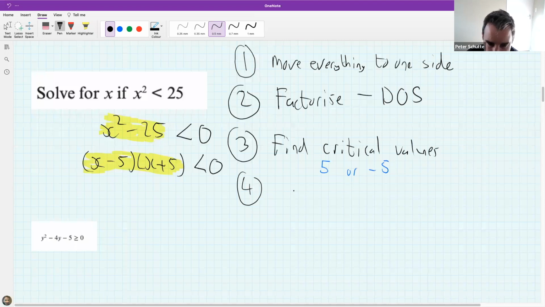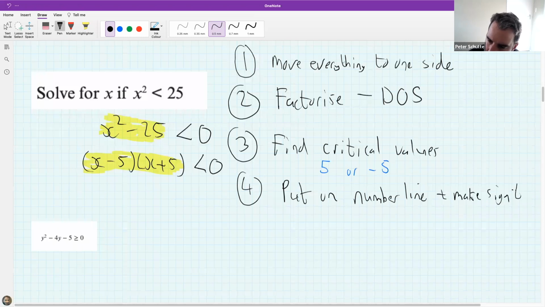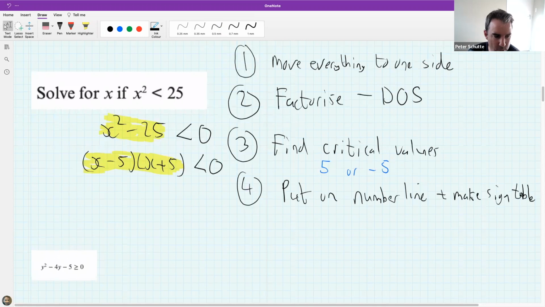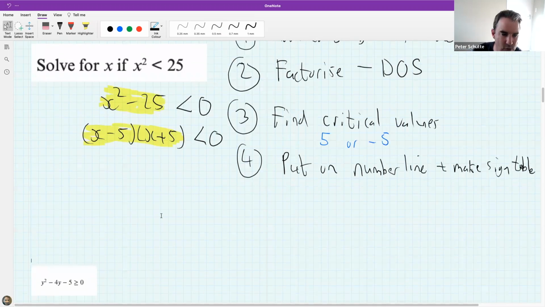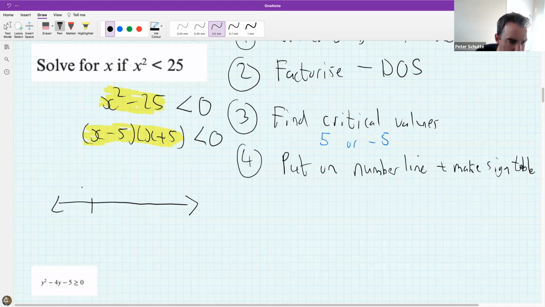Okay, then step 4 is put on a number line and make a sign table. Or in the other method, you would just draw a little parabola. Some teachers draw a parabola, which I'll do for you now, but put on number line and make a sign table. So let's do this step. I'm going to draw my number line. And my two critical values are minus 5 and 5.